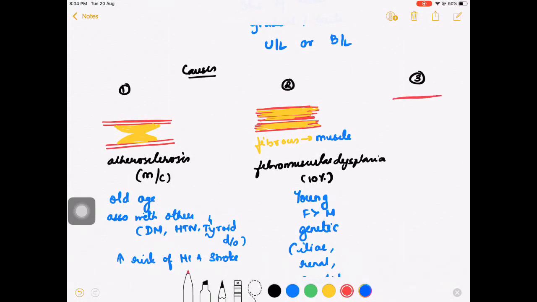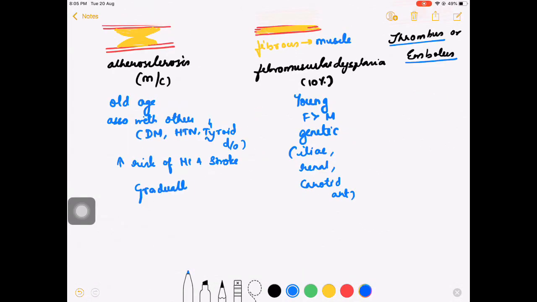Coming to the next cause, that is a blood clot obstructing the artery. This can be either a thrombus, that is, it has formed here, or an embolus, that is, formed elsewhere and has come here. Atherosclerosis and fibromuscular dysplasia progress gradually, whereas thrombus or embolus occurs acutely or subacutely.